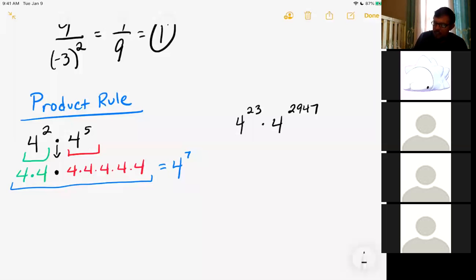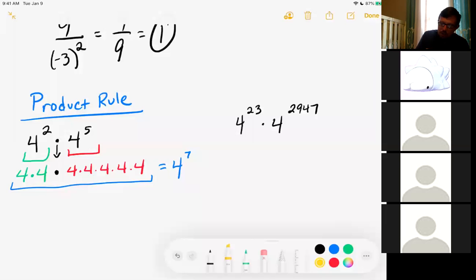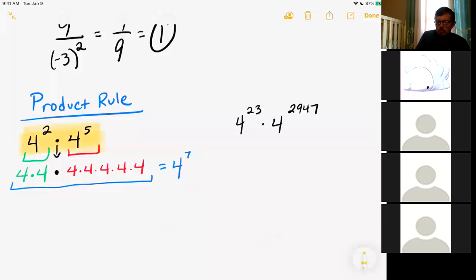Was there a way that I could go straight from the problem, which was that, to the answer, which was that? Just add them? Yeah, I just add the exponents.